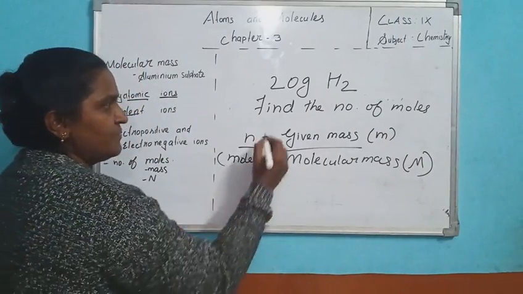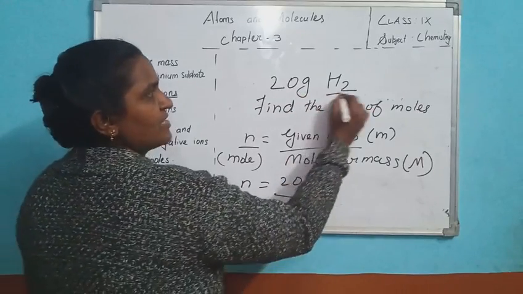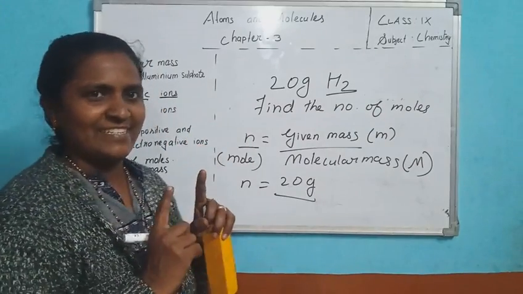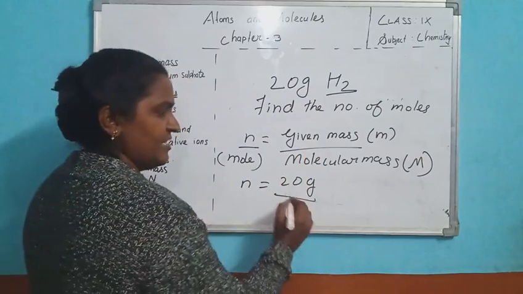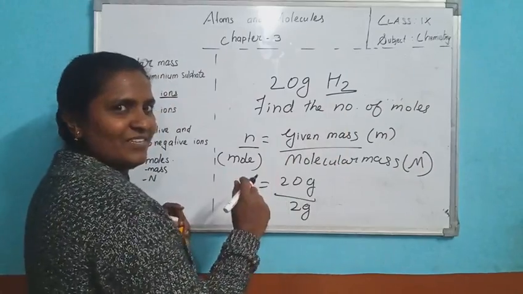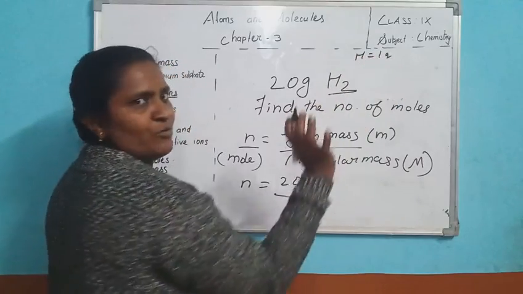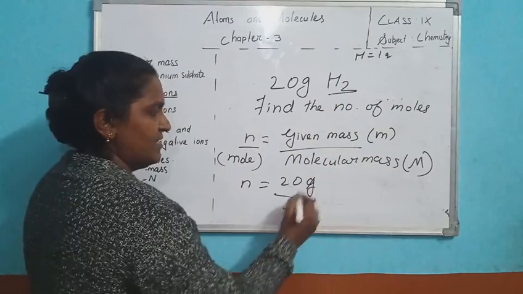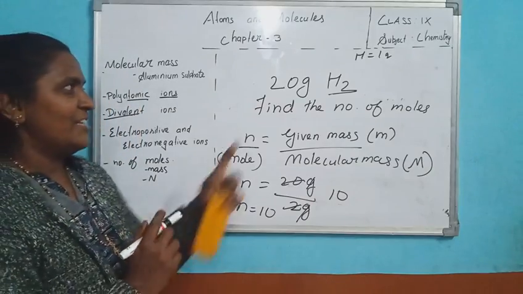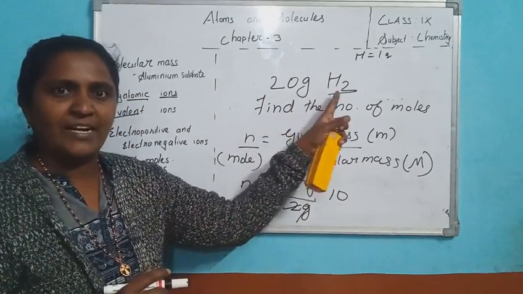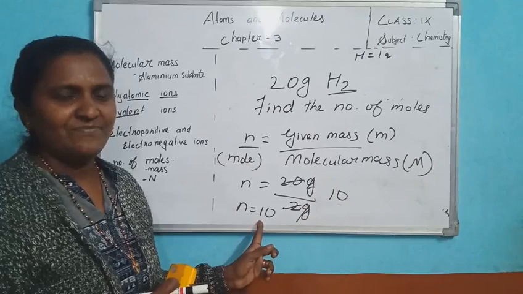Now, number of moles equals, what is the given mass? 20 gram. What is the molecular mass of this hydrogen? One hydrogen carries how many gram? 1 gram. So 2 hydrogen is 2 gram. It is fixed. Molecular mass of hydrogen, hydrogen equals 1, so 2 hydrogen equals 2 gram. So now cut the grams, that is 10. So how many moles? 10 moles. In 20 gram of hydrogen, how many mole is it? It is 10 mole. Clear?